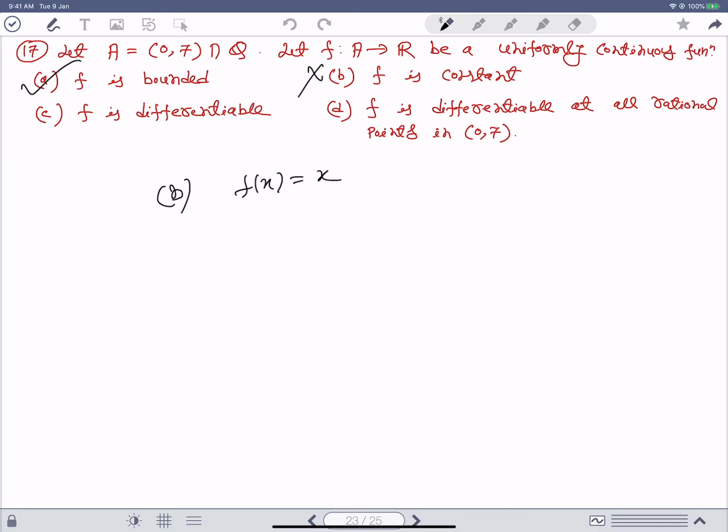F is differentiable, again no. We can take f x equal to mod of x minus 1, right? And similarly, D is not true.